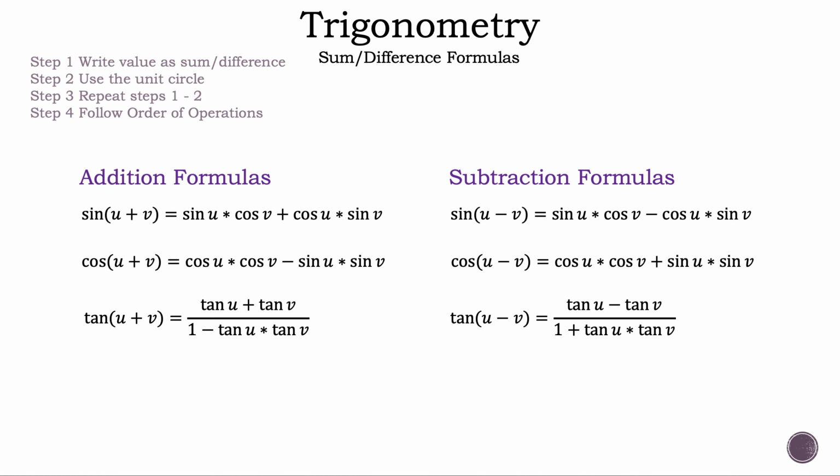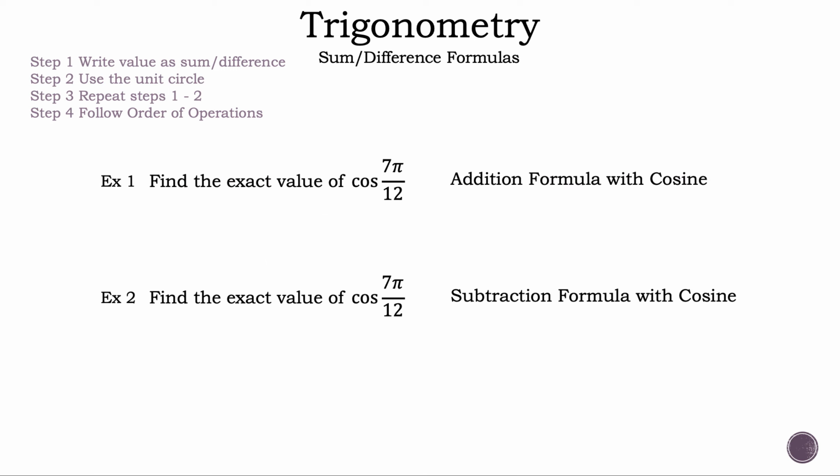Now, let's take a look at the addition and subtraction formulas. If you know sine and cosine, then you can find tangent because tangent is equal to sine over cosine. Now, let's take a look at the examples we're going to discuss in today's video.